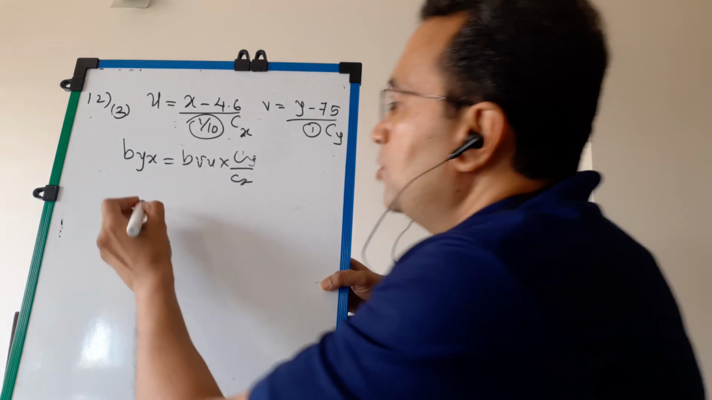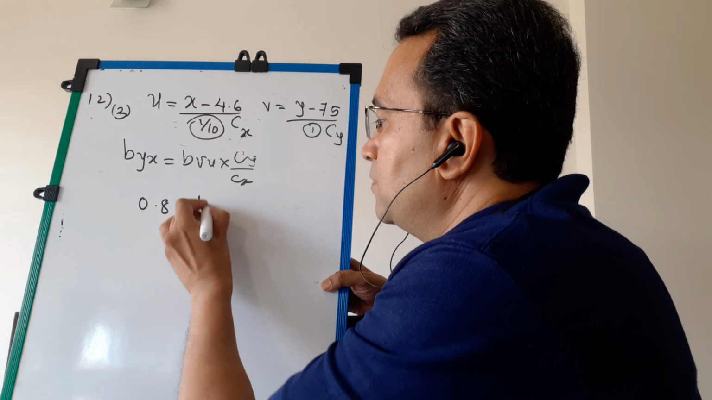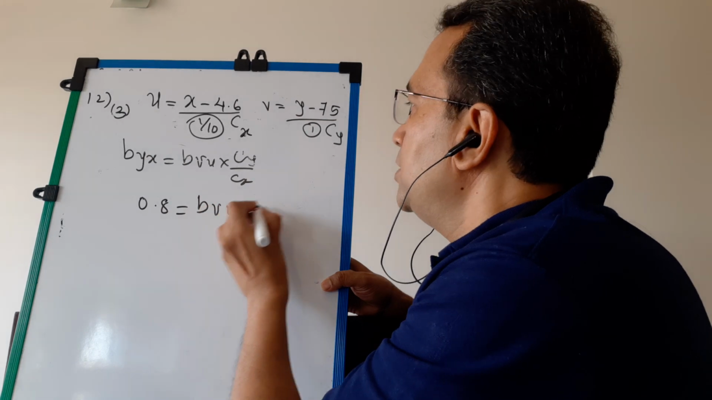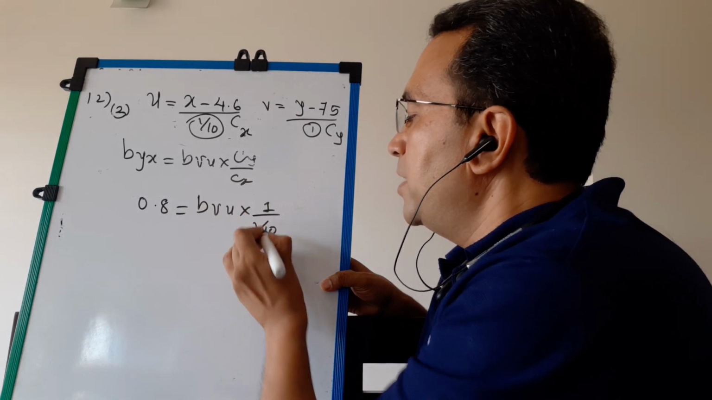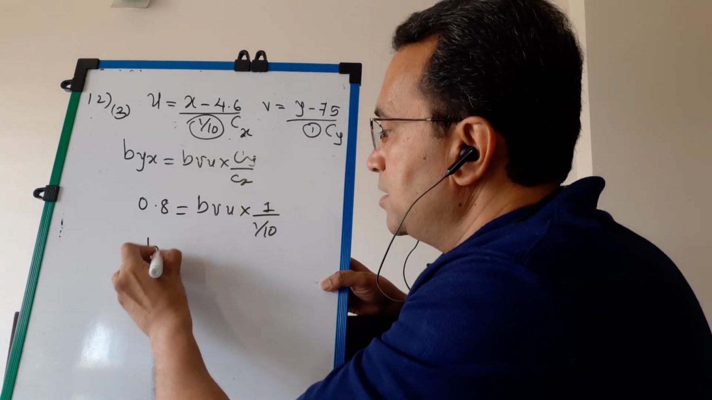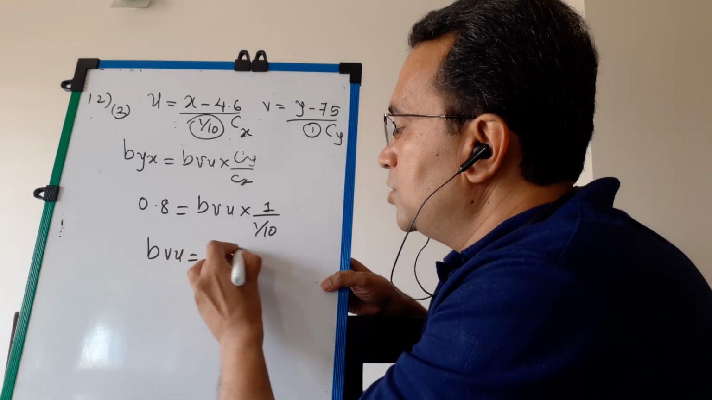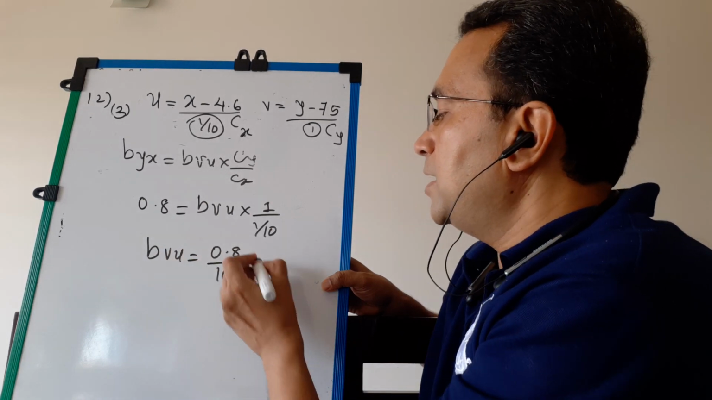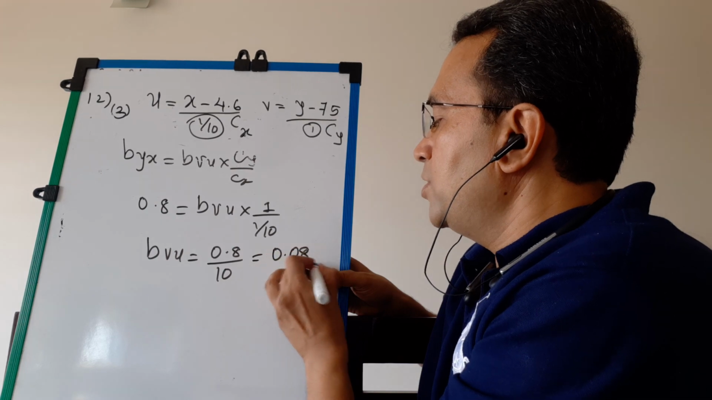So applying the formula, 0.8 is equal to bvu into 1 divided by 1 by 10. So this becomes 10. So bvu is equal to 0.8 divided by 10. So the answer is 0.08.